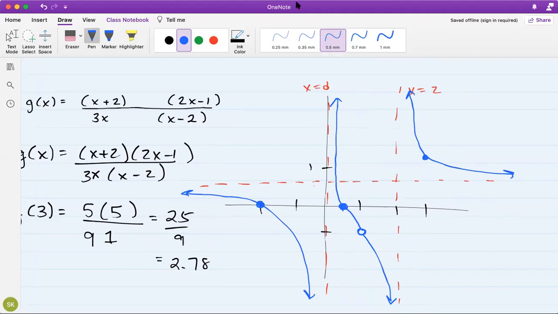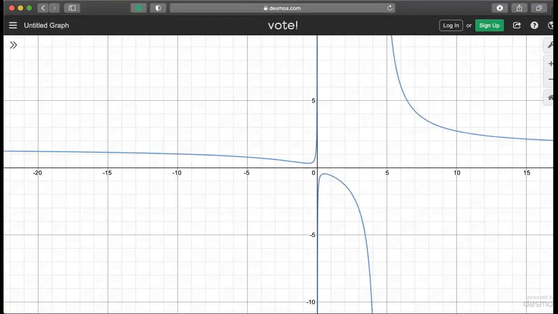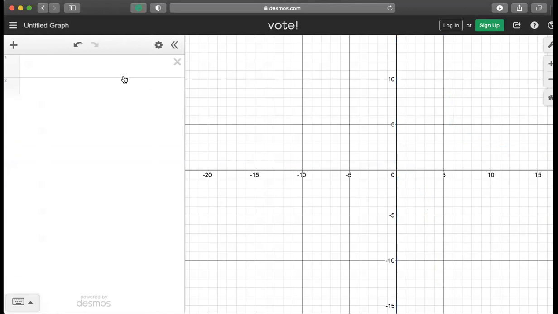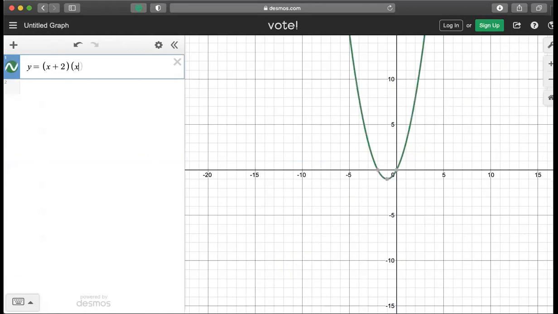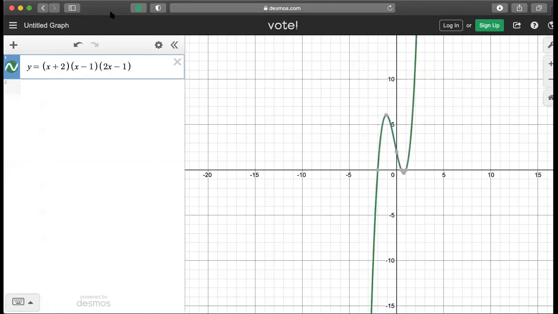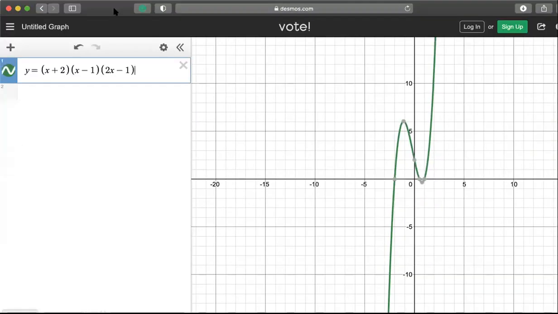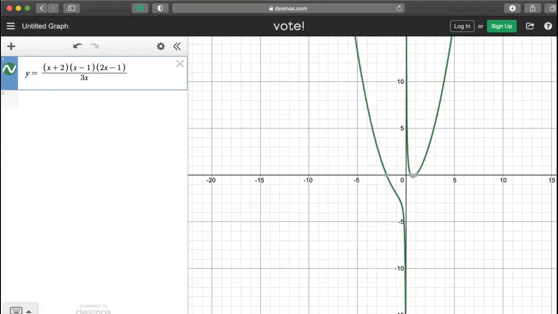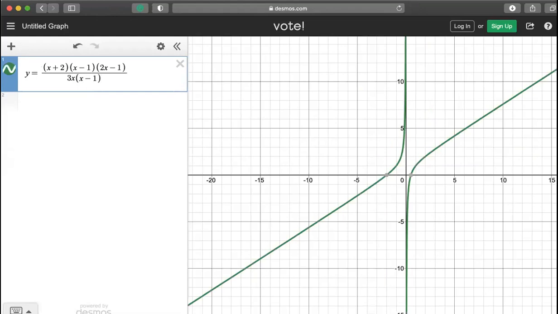Now let's compare this to the function when it's graphed on a graphing calculator. So let me pull this up. Okay. I'm going to erase our old function, and I'm going to put this one in. So it was y is equal to (x + 2)(2x - 1), I believe that was right. Yeah, and then on the bottom, we have 3x(x - 1)(x - 2).